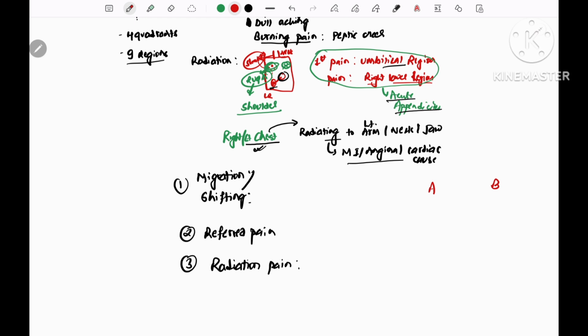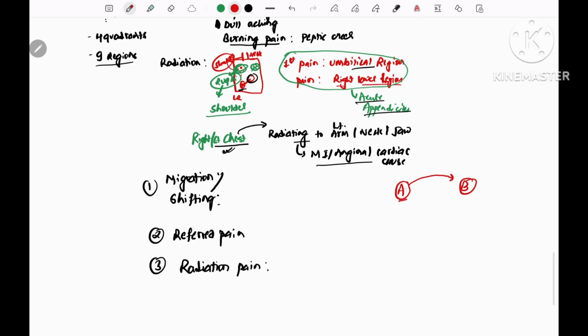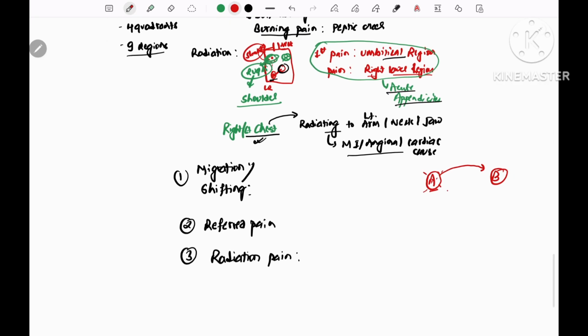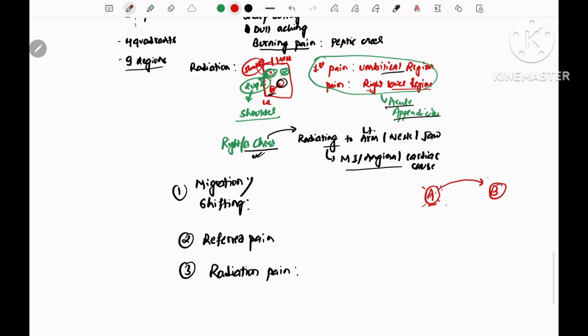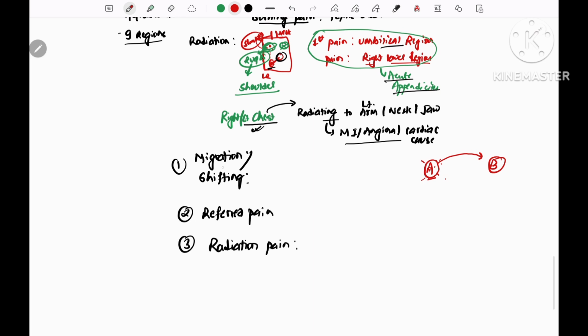If the patient is feeling pain at side A, and after 2 or 3 hours or any time, this pain gets shifted to site B, and the pain which was present at site A is now absent. Initially pain was present at A, now it has been shifted to B, and there is no pain at A. This type of pain is the migration or shifting of pain. It happens in acute appendicitis. I have already given the example here.